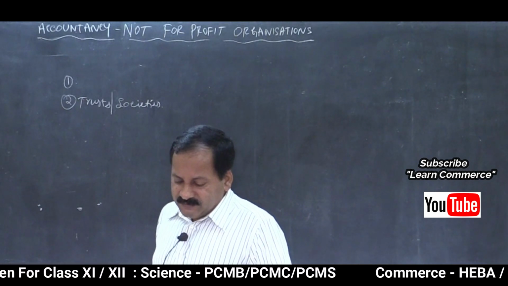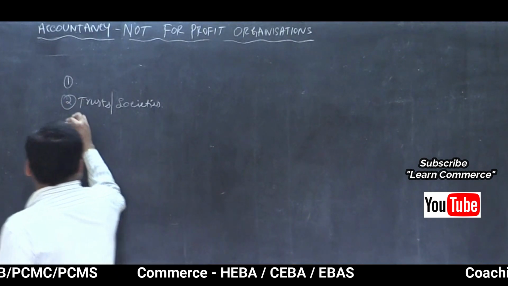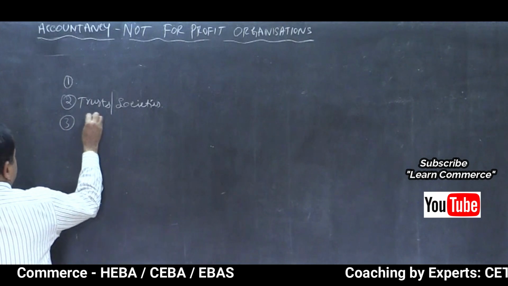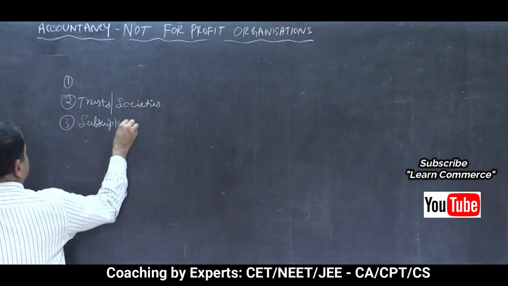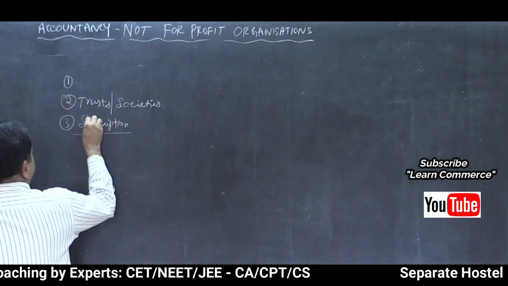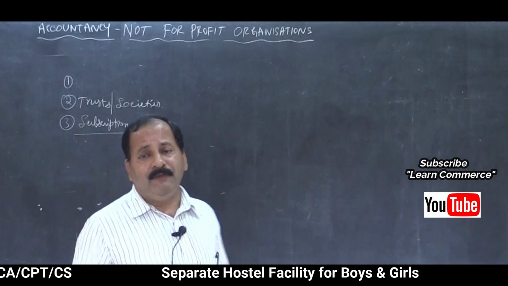Then the third one is the main source of income: subscriptions from members. Their major source of income is subscriptions. What do you mean by subscription? Subscription is the amount collected from the members of the not-for-profit organization.